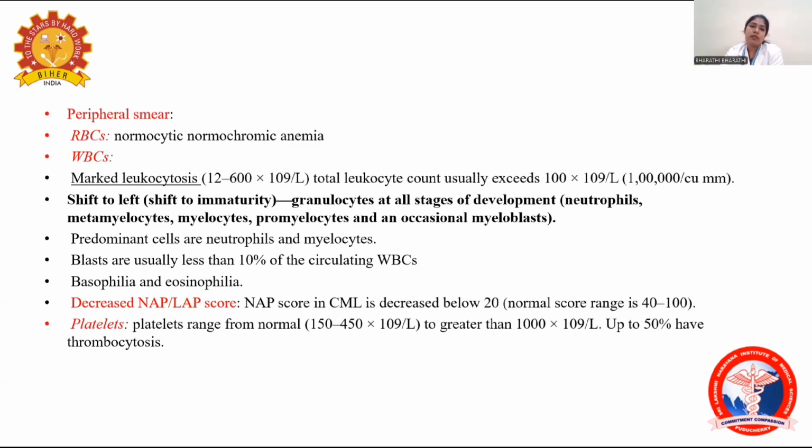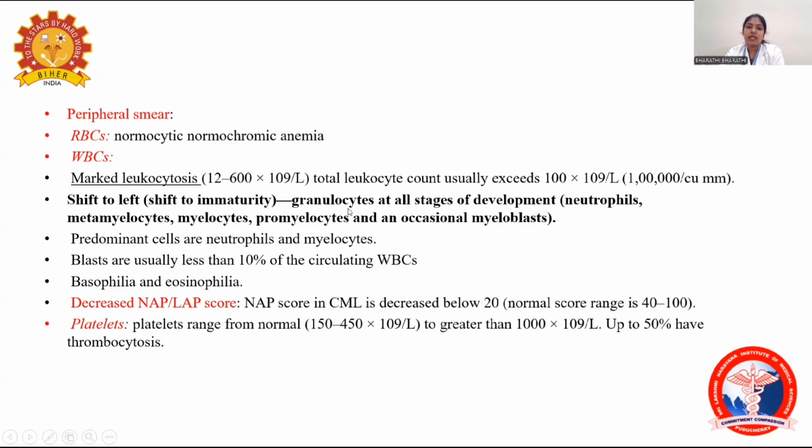So what will you see in the peripheral smear? In the peripheral smear, RBCs will usually show normocytic, normochromic anemia. WBCs, as I've told you, will show marked leukocytosis, and the total leukocyte count usually exceeds about 1 lakh per cubic millimeter. Usually there is a shift to the left. So, as I told you, all the immature precursors of WBCs will be seen in the peripheral smear.